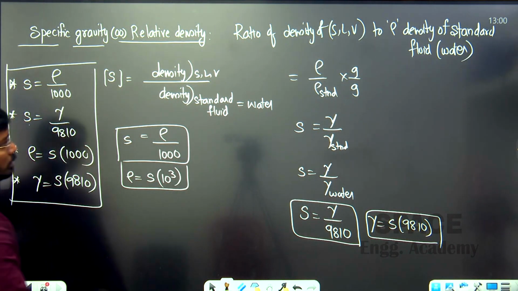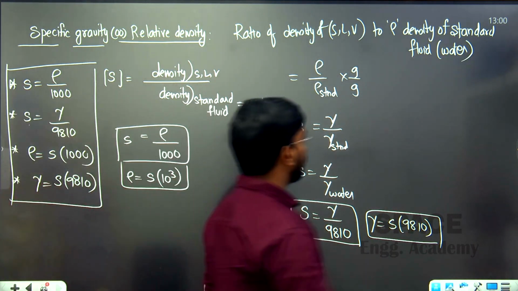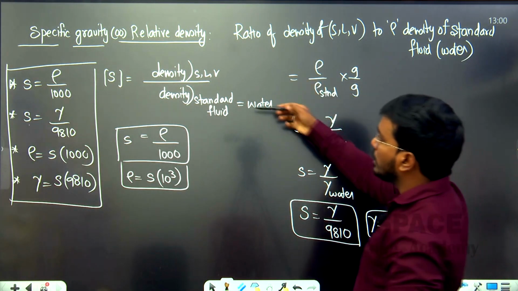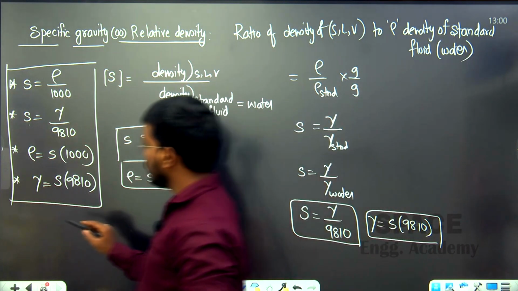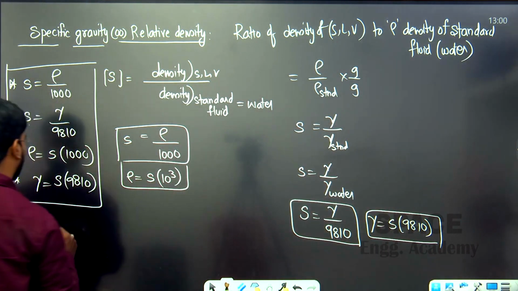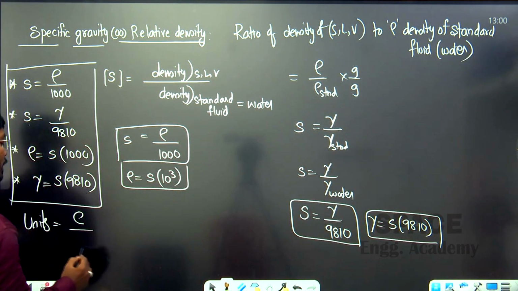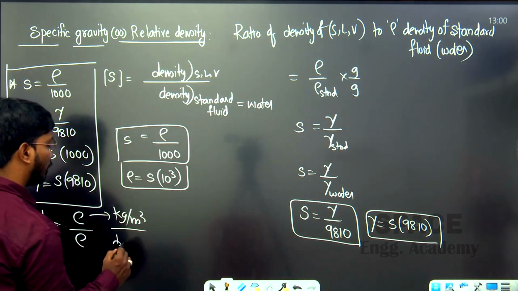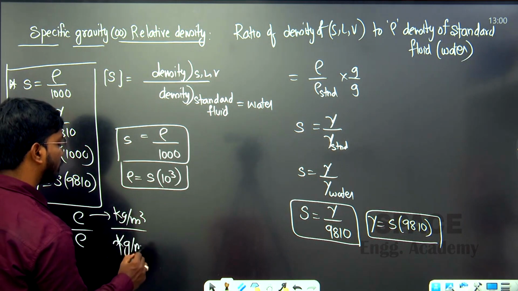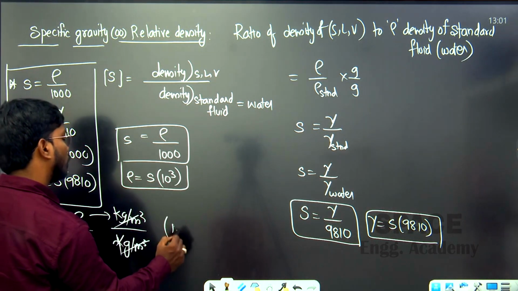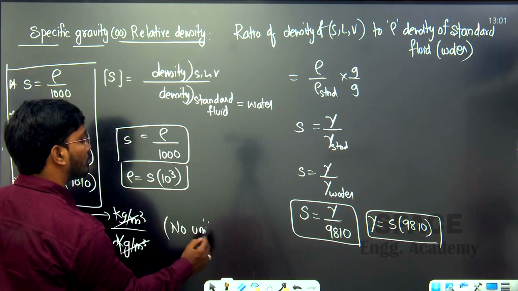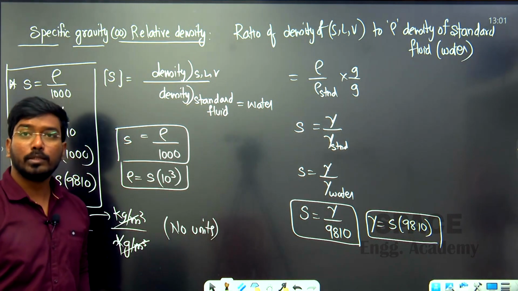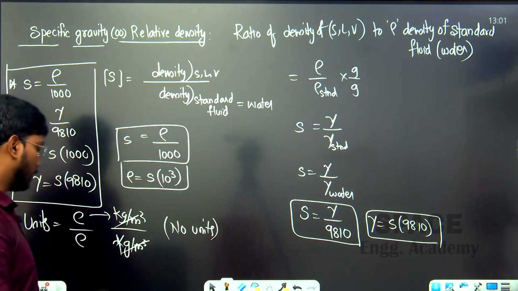Now, what are the units of specific gravity? Here we have density divided by density. So the units will be kg per meter cube divided by kg per meter cube. Let's cancel. What is the answer? No units. Let's write all the units and dimensional formulas in one place.